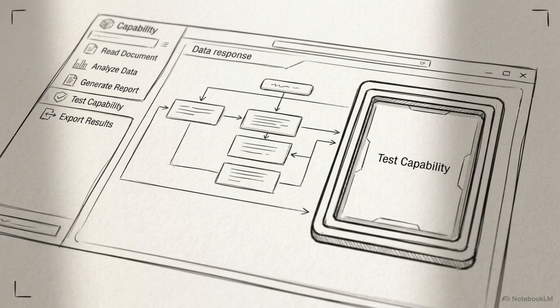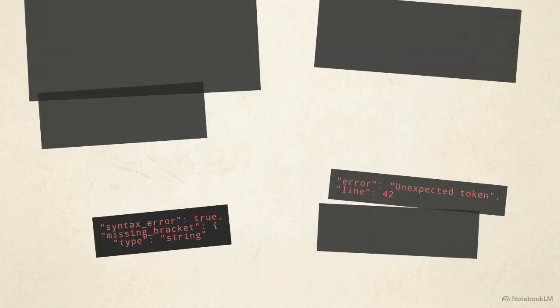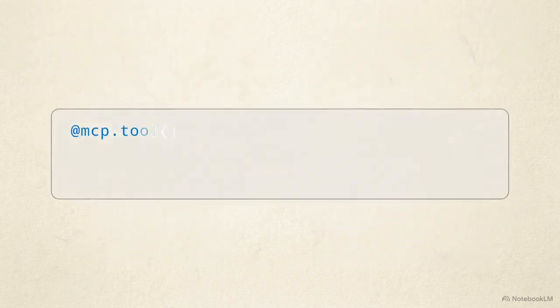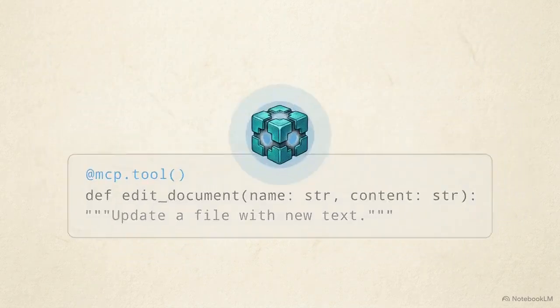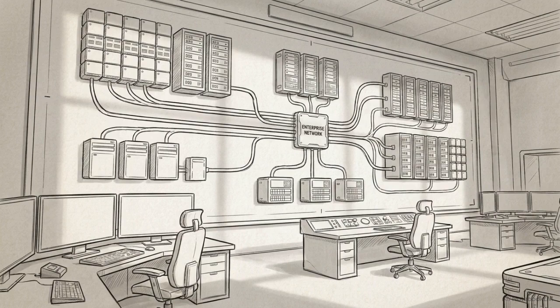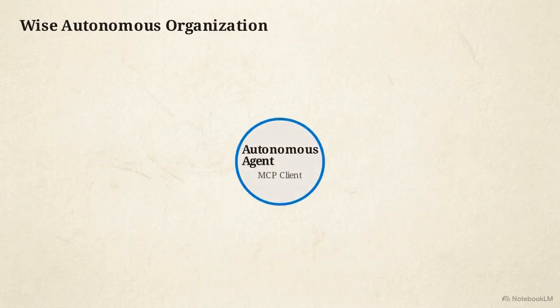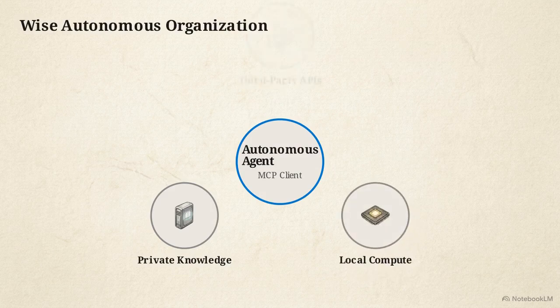Developers then use a browser-based interface, the MCP Server Inspector, to test and debug their implementation locally. Hundreds of lines of fragile JSON boilerplate are replaced by a few lines of declarative code, accelerating secure deployment. Operating at an enterprise scale, these primitives enable complex, modular system architectures. This architecture represents a wise autonomous organization, where a central agent is surrounded by specialized MCP server nodes for private knowledge, local compute, and third-party APIs.